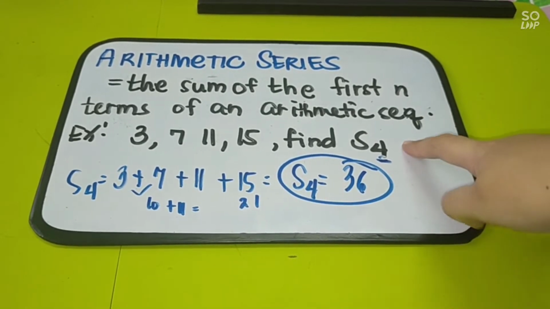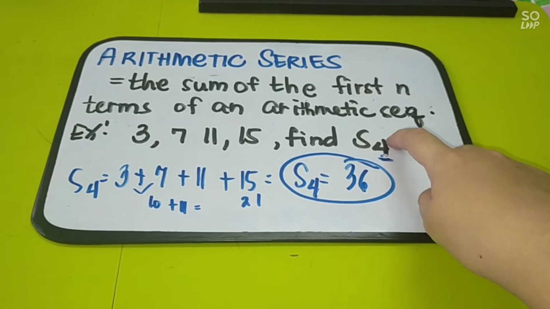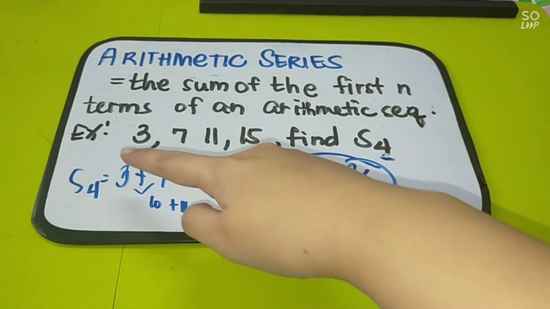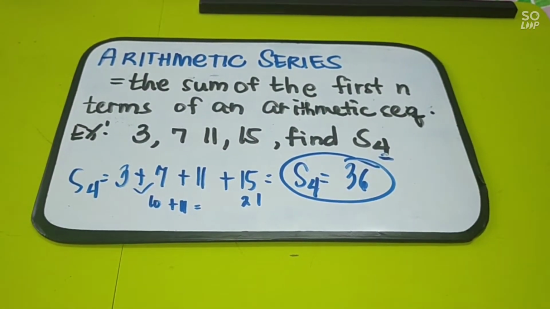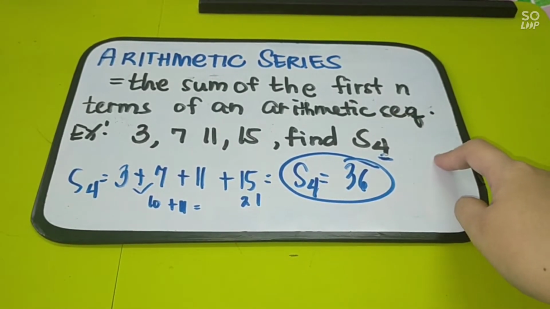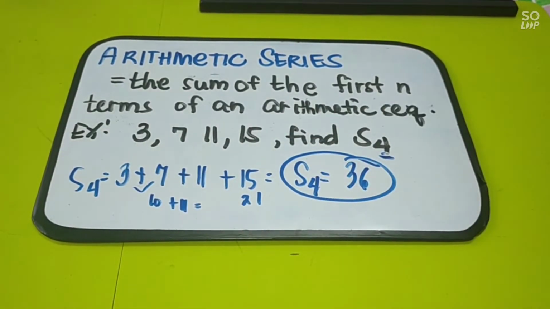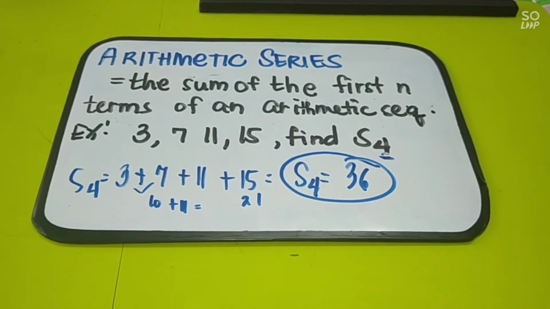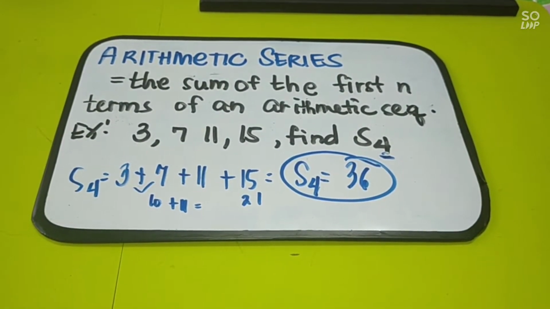It depends on what you are getting. If it is S sub 2, you will only get 3 plus 7. So, that is 10. If it is S sub 3, you are going to find the sum of 3 plus 7 plus 11. So, that's simple. Right? Now, let's move on to the formula.